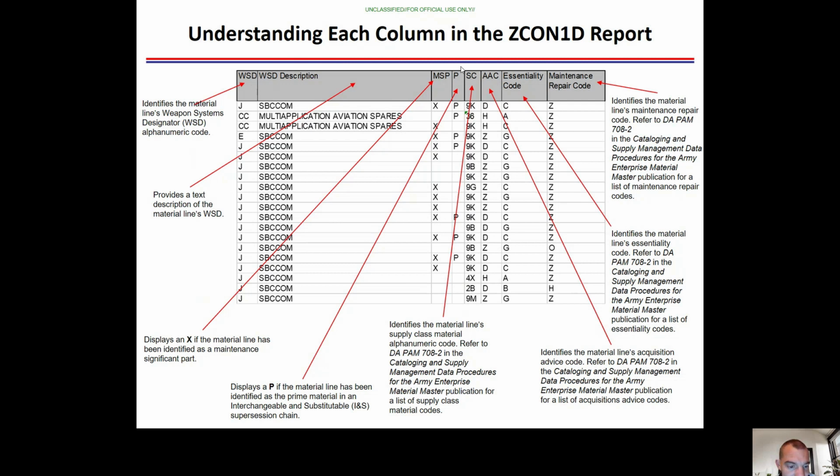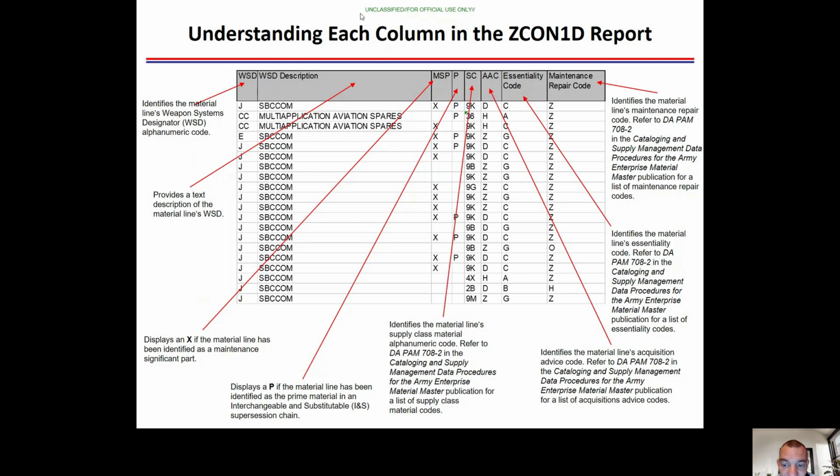Your P here displays a P if the material line has been identified as a prime material. For example, this top one here is identified as a prime material. So there is an interchangeable part for that, but this is the prime part. And of course, your SC column is your supply class of material. If you want to know more about these, you can go to DA PAM 708-2 and look it up there.